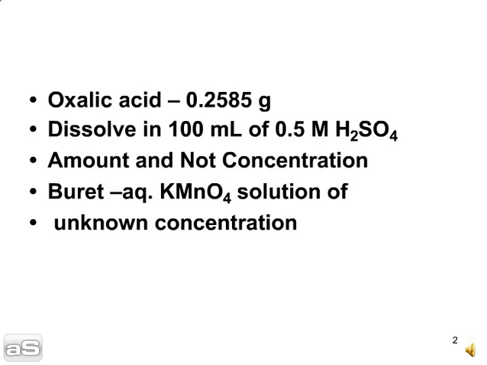Let us weigh carefully an amount of oxalic acid, say 0.2585 gram. Then we dissolve it in approximately 100 ml of 0.5 molar sulfuric acid. The exact volume is not important because we are concerned only with the amount of dissolved oxalic acid and not with the concentration. Next, we place an aqueous potassium permanganate solution of unknown concentration in a burette.